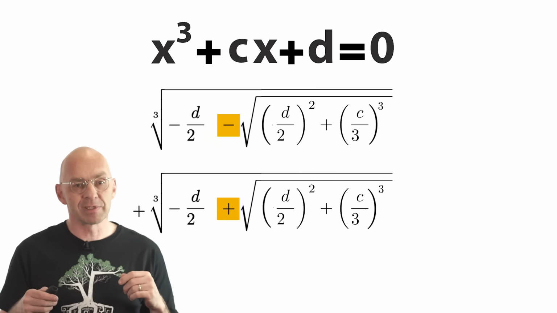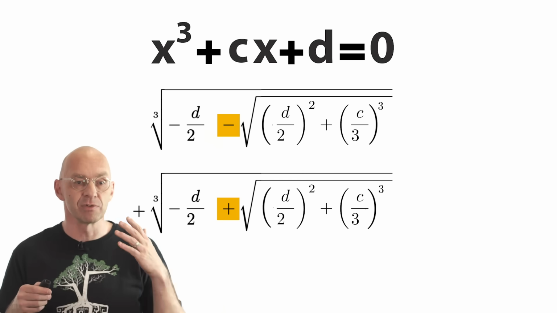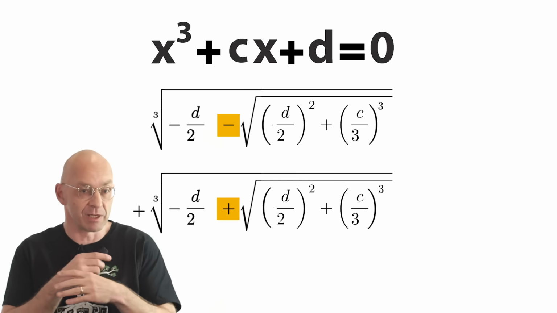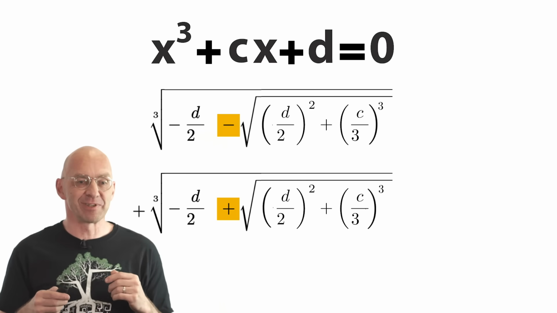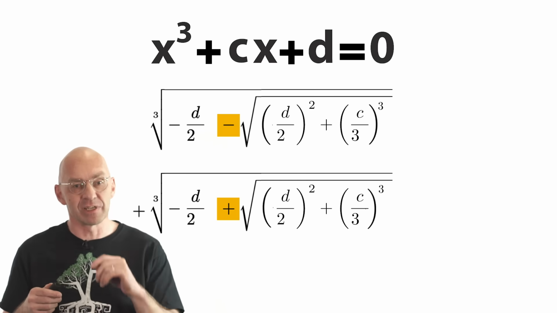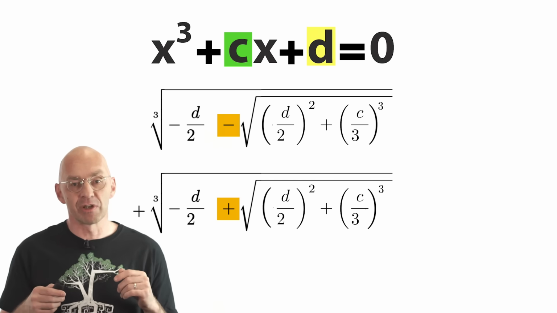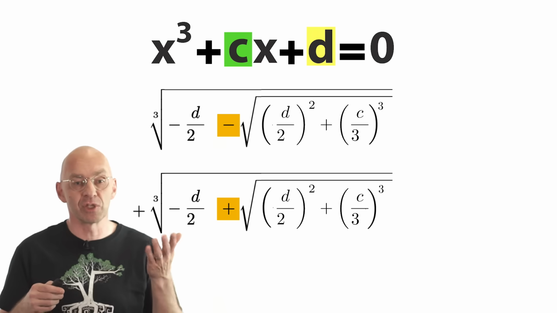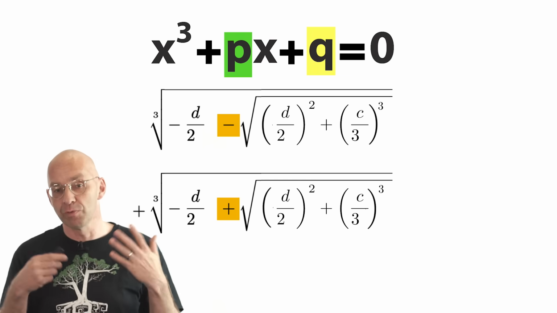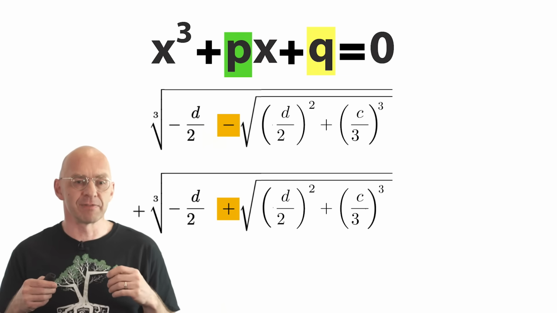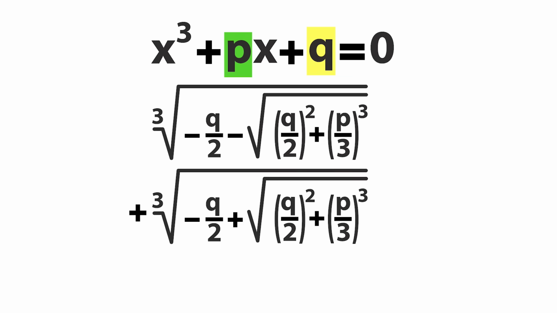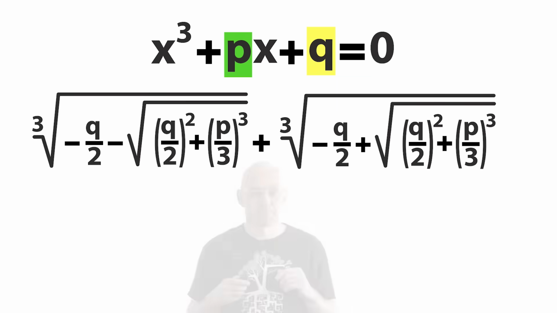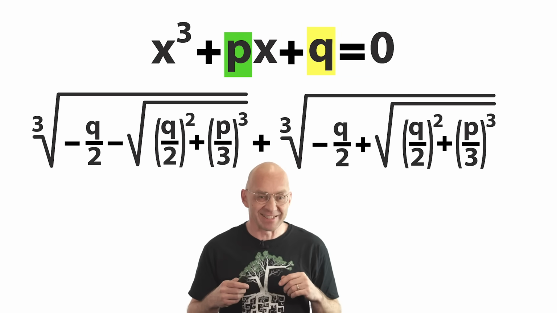Again, by performing some simple pre-processing, we can reduce any cubic equation whatsoever to solving one of these simple cubic equations. In the literature, the letters C and D are usually replaced by the letters P and Q. And when people say cubic formula, they usually have this exact formula in mind. Really very pretty, isn't it?